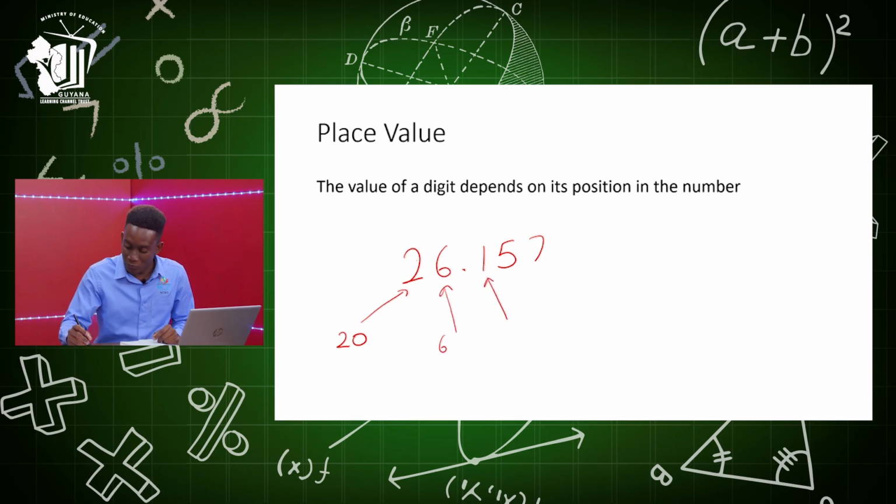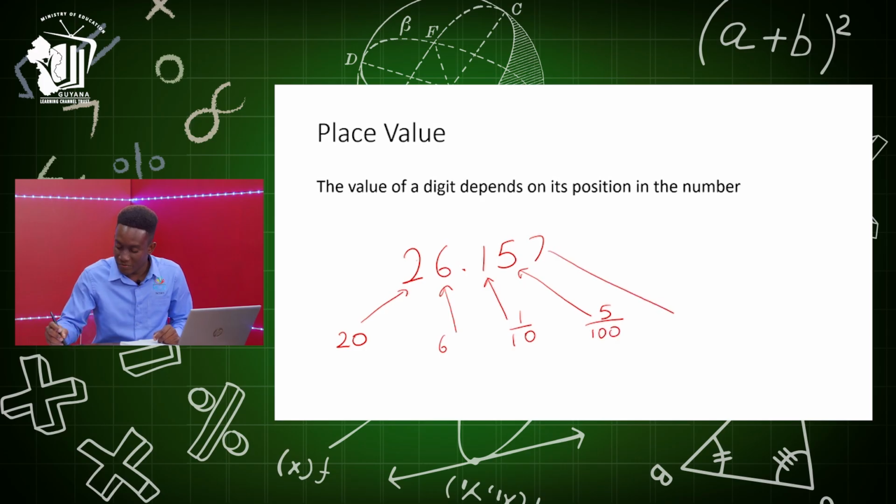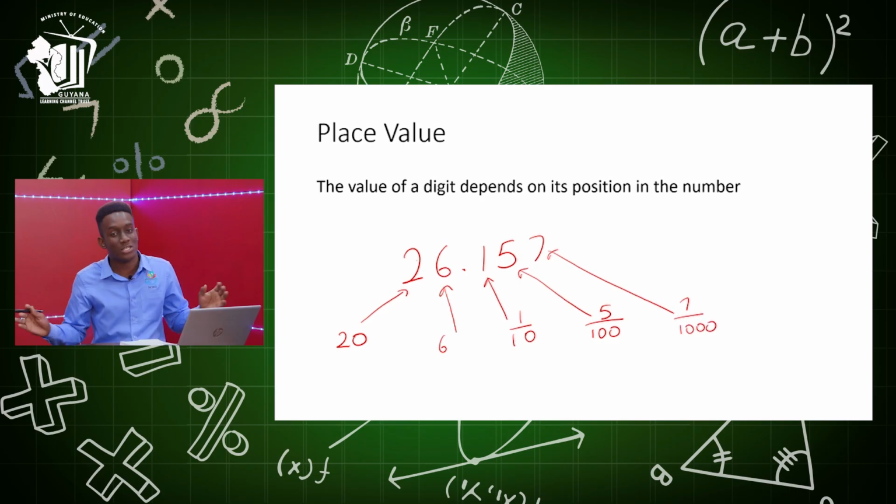And the place value of 1 would be 1 over 10. And the place value of 5 would be 5 over 100. And the place value of 7 would simply be 7 over 1000. And that's how we identify the place value in this number, which is 26.157. Now let's move on to decimal places.